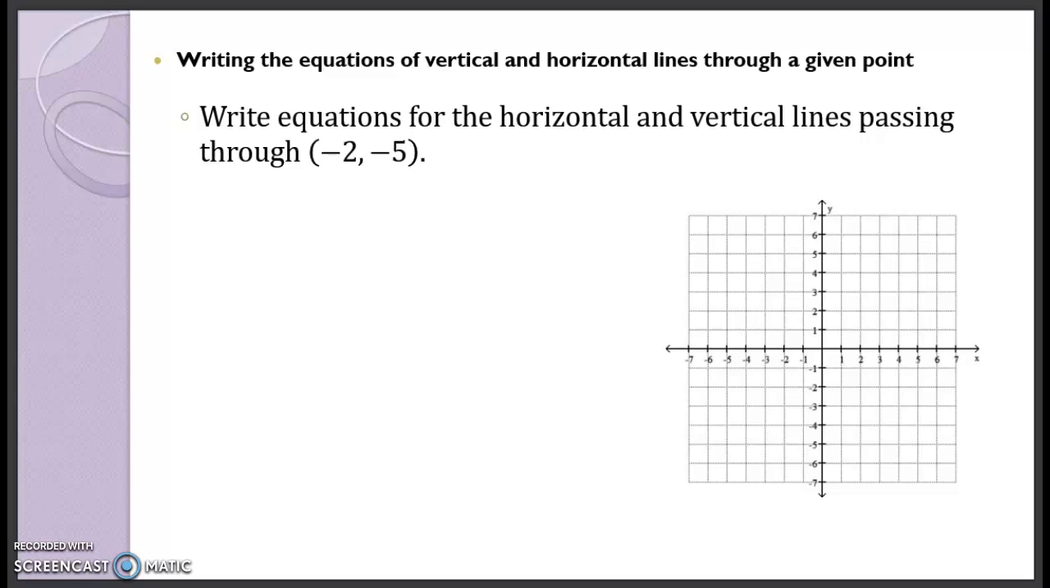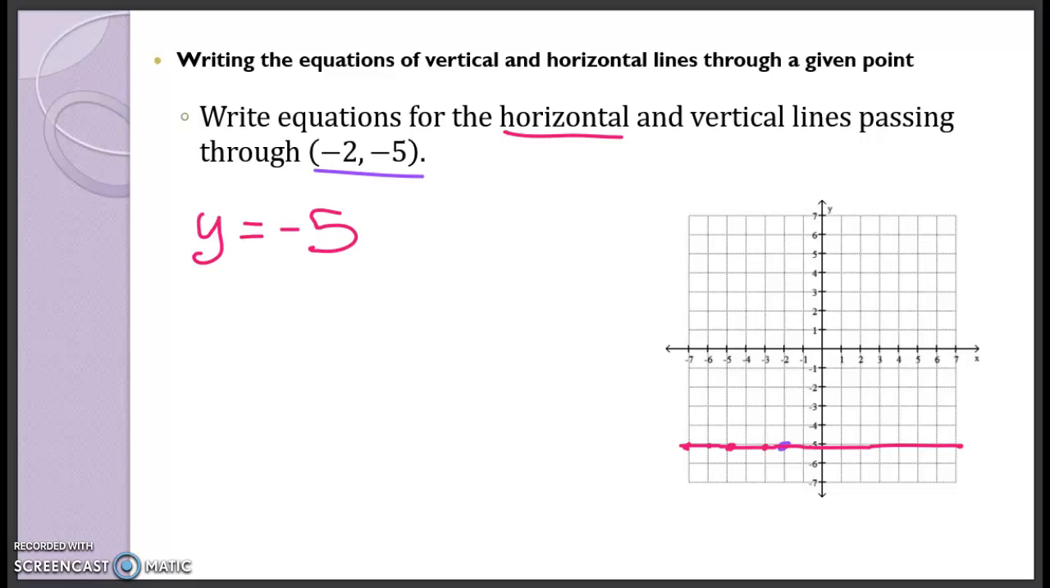The point -2, -5 is there, right? Now, a horizontal line passing through that point is going to look like this. So, what's the equation of that going to be? Well, if we look at this line, no matter what my x value is, my x value is -5, my y value is -5, my x value is -3, my y value is -5, right? So y is always going to be -5.